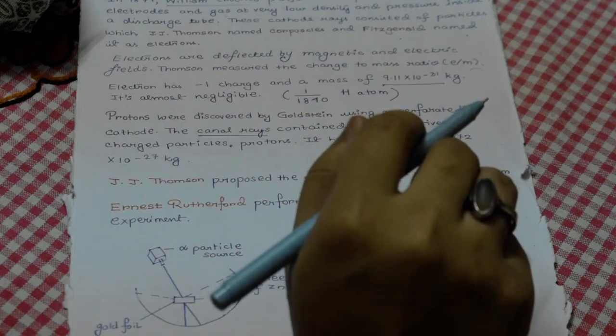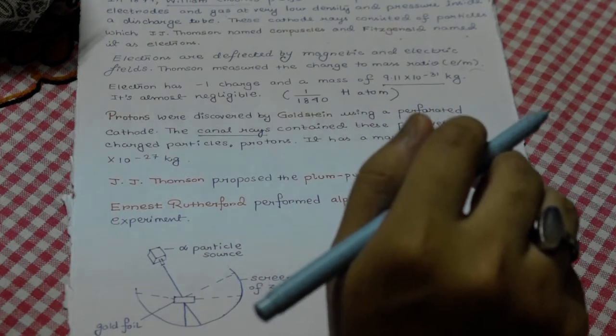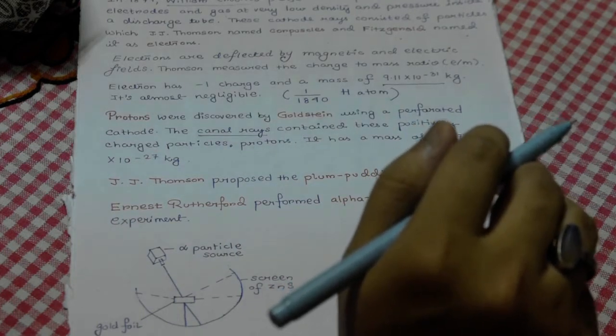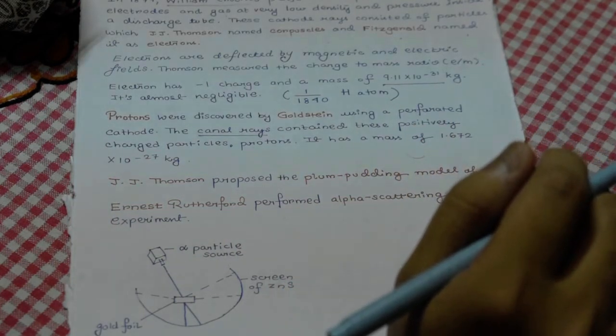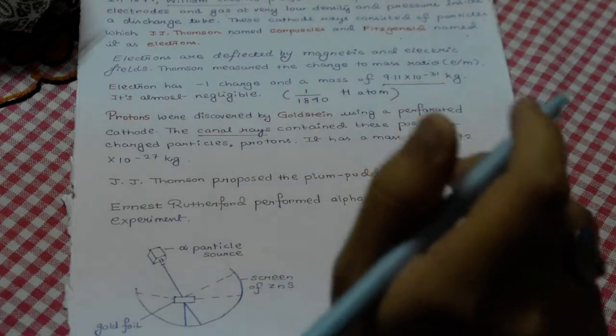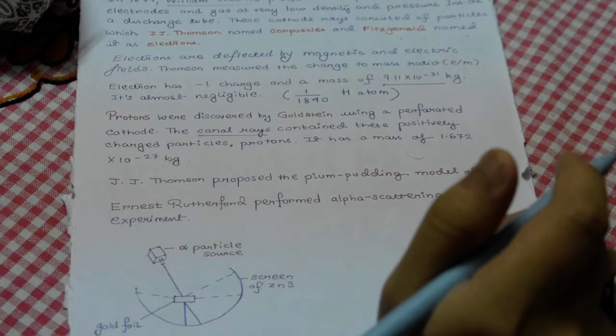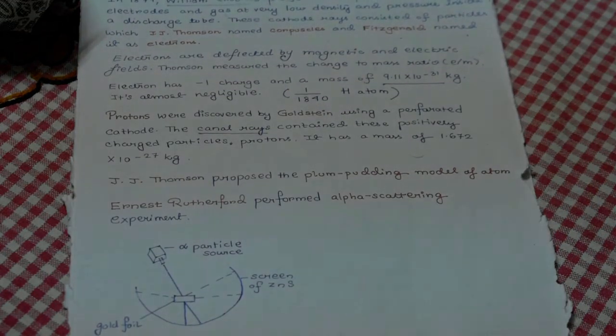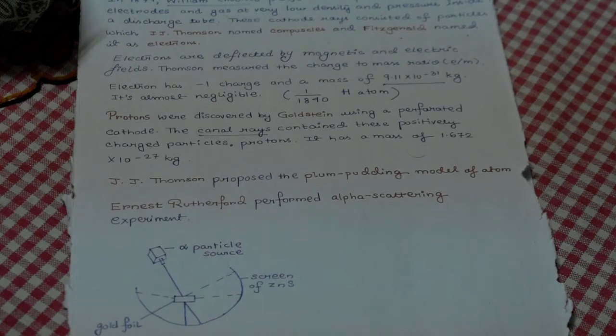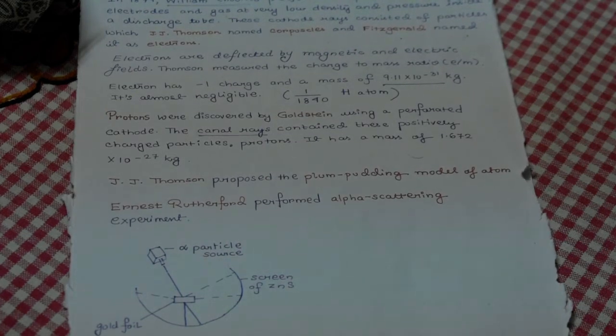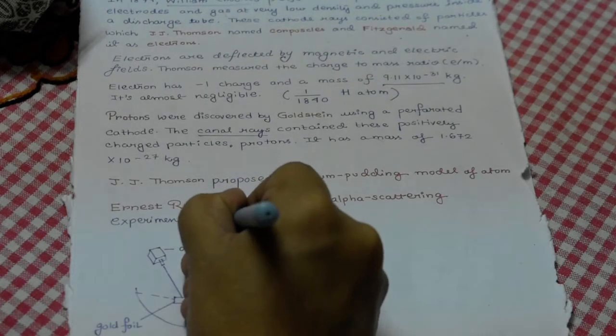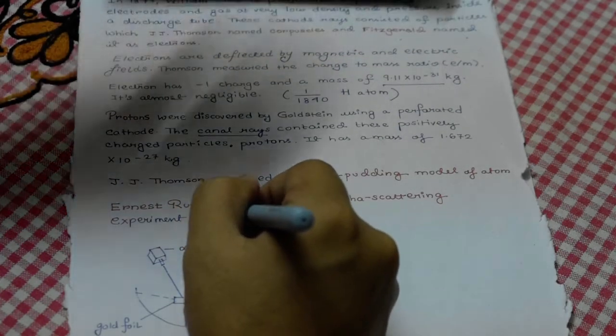But it was soon found that this model is not true. It has a lot of fallacies, after which came Ernest Rutherford, and Rutherford performed the famous alpha scattering experiment. An alpha scattering experiment has some serious implications. So first of all, what is this experiment? Ernest Rutherford performed this experiment in the year 1911.